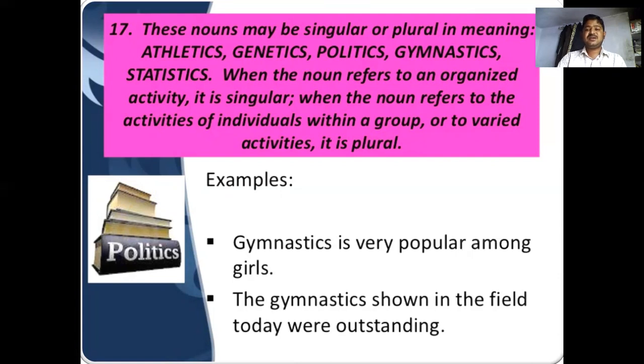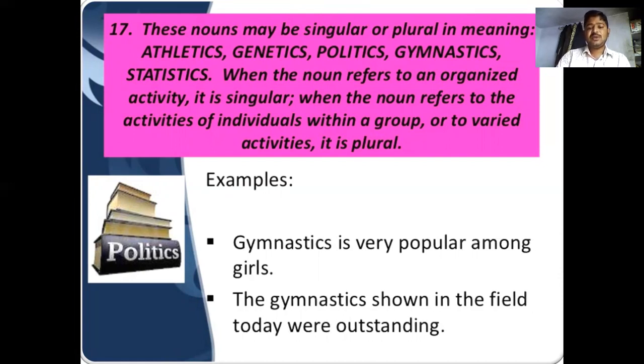Athletics, genetics, politics, gymnastics, statistics. When the noun refers to an organized activity, it is singular. When the noun refers to the activities of individuals within a group, and varied activities, it is plural.